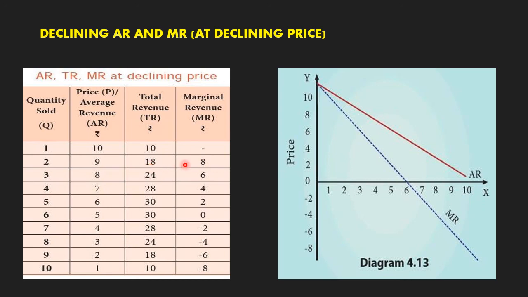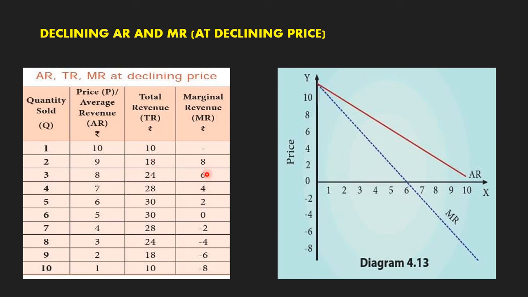And what is marginal revenue? Marginal revenue is the difference between these two, that is 18 minus 10. Again, when the third unit of output is sold, the price goes down, that is 8. The total revenue is increasing, but not with the same rate. So 3 multiply 8, that is 24. So how do we calculate marginal revenue? By subtracting these two. That is 24 minus 18, that is 6.